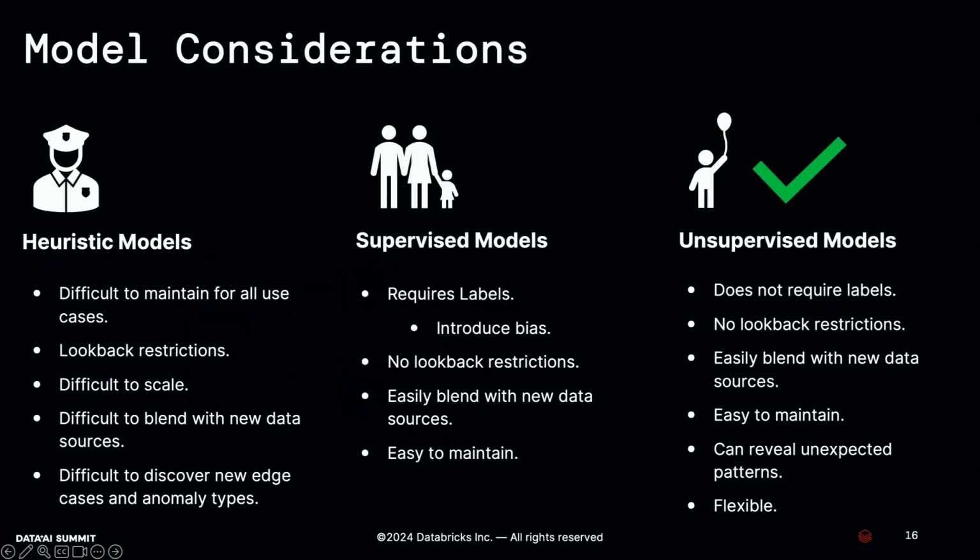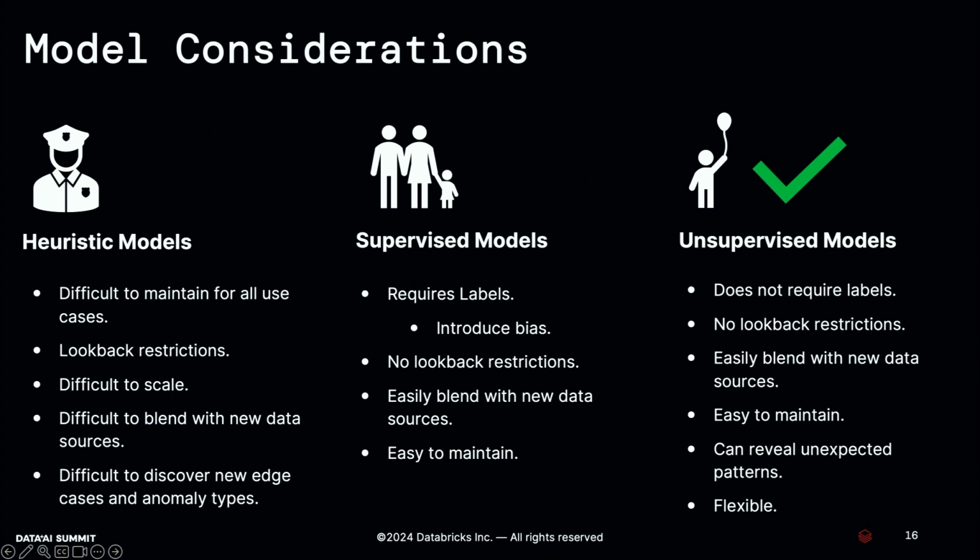So we have a lot of things to consider with what approach we're going to use. We have the typical culprits here: heuristic models, supervised models, unsupervised models. We've already talked about some of the limitations for using a different kind of heuristic model. Difficult to maintain for all use cases, look-back restrictions, they're difficult to scale. But the other thing is blending with new data sources. So we have a lot of different cybersecurity data sources that we could use to get a more holistic picture of an actor's behavior. But if we have to maintain rules for every single data source that we use, it could get kind of out of hand.